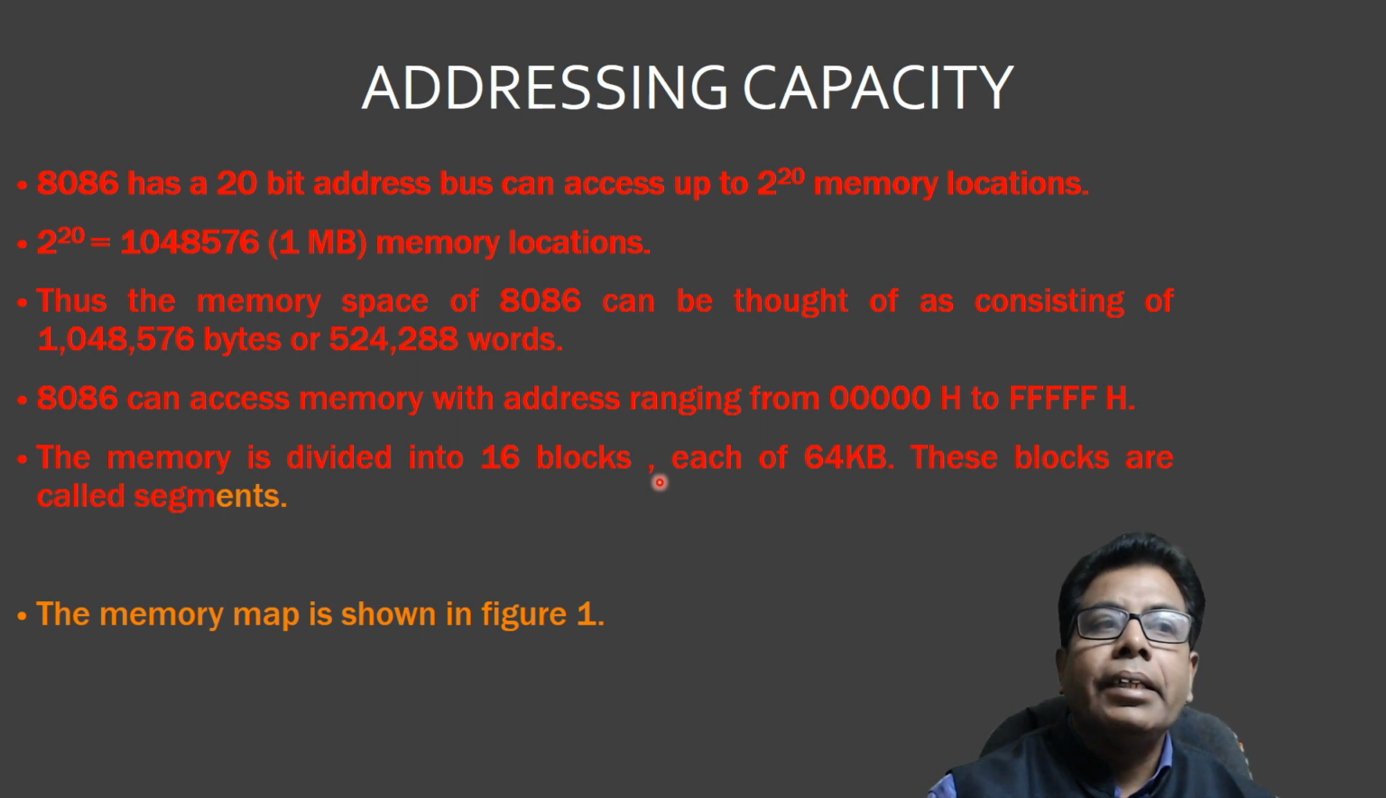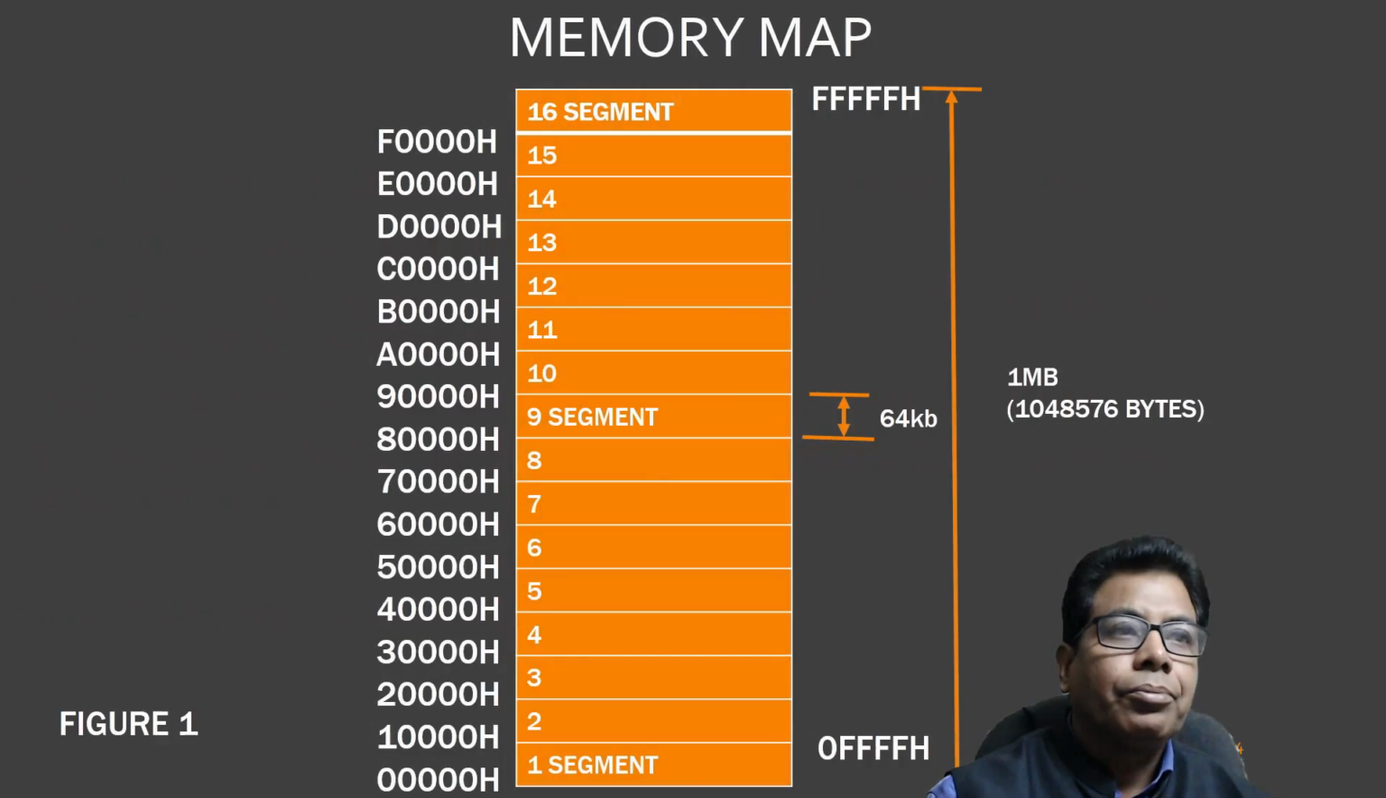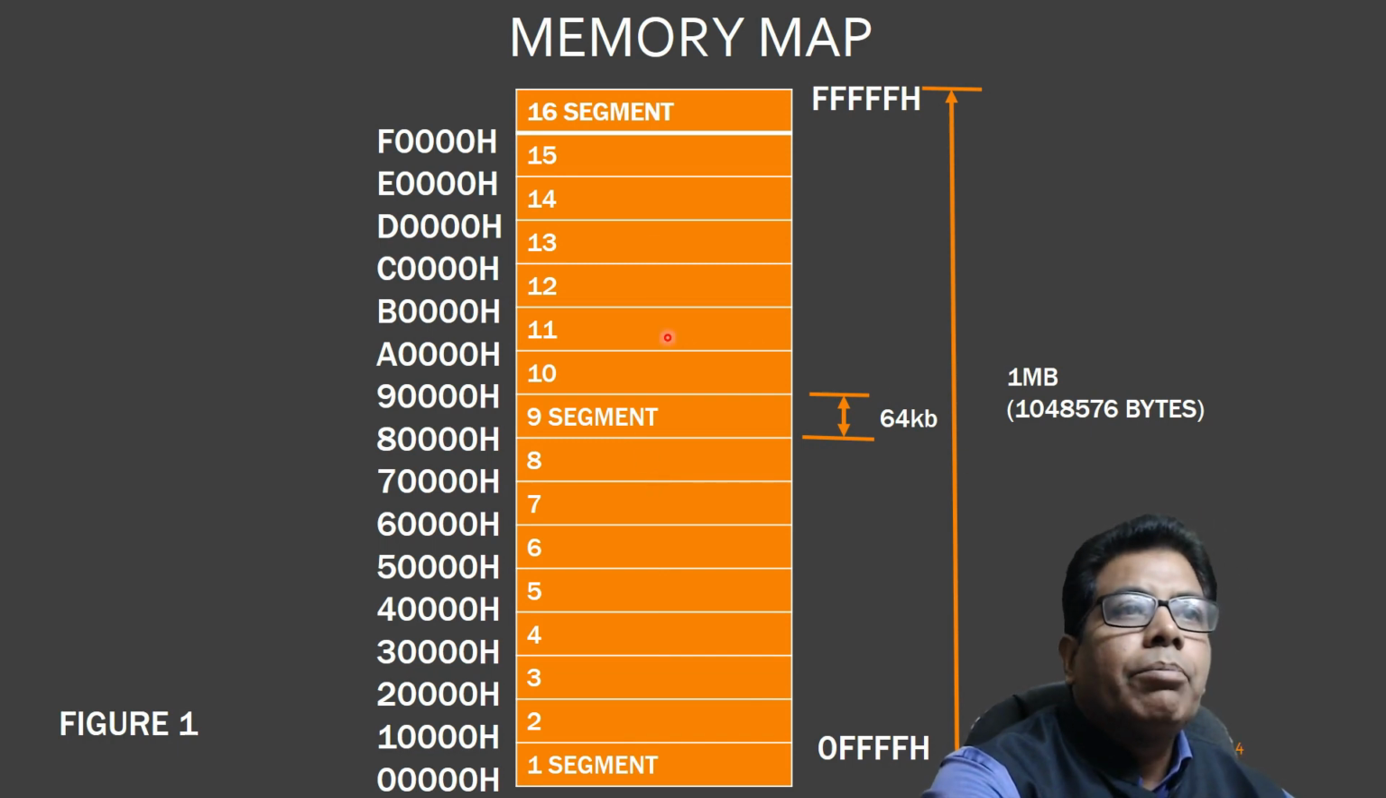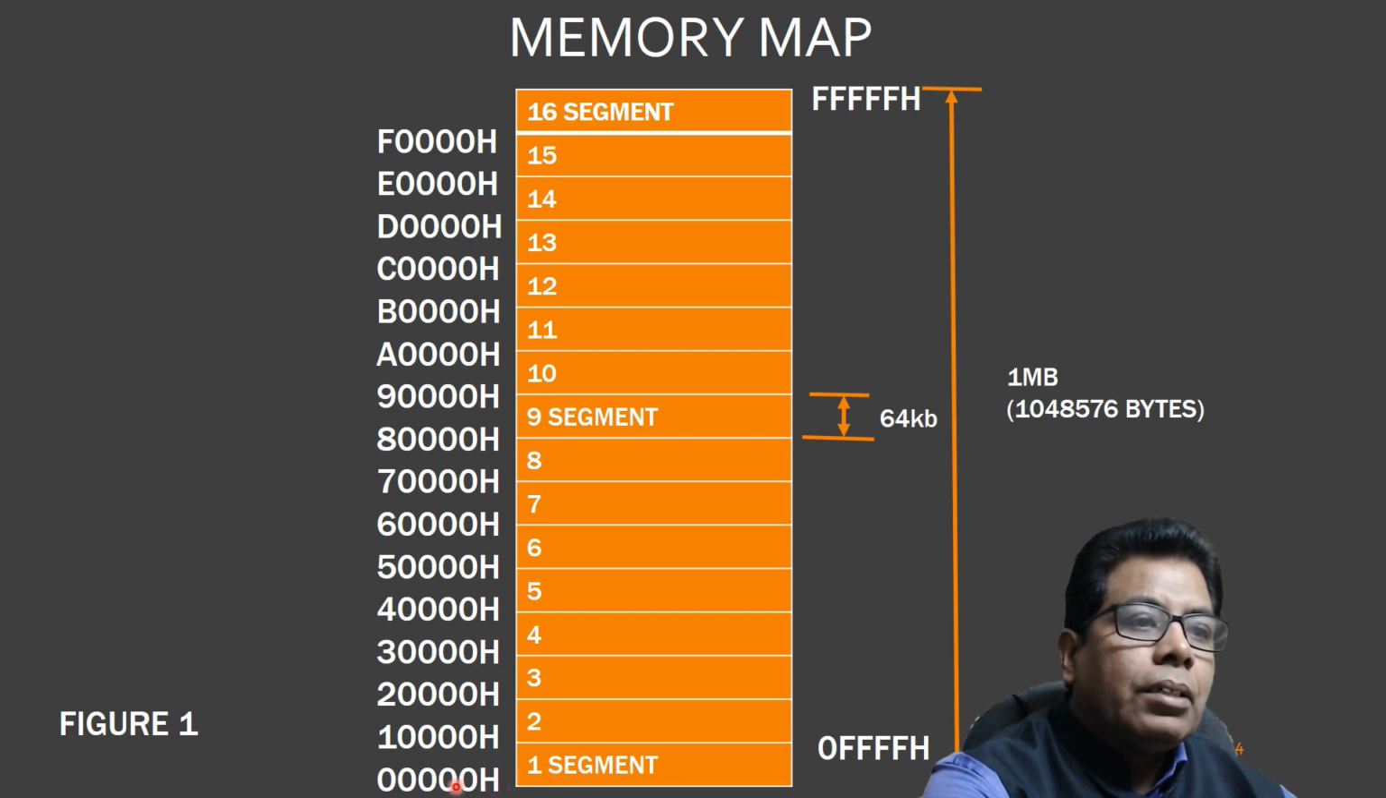Then memory is divided into 16 blocks, each of 64 KB. These blocks are called segments. Let us see the memory map of 8086. So as you can see here, the memory map consists of the starting address 00000H and the last address FFFFFH. Then we have the 16 segments, segment 1, 2, 3, 4, 5, 6, 7, 8, 9, 10, 11, 12, 13, 14, 15 and 16.